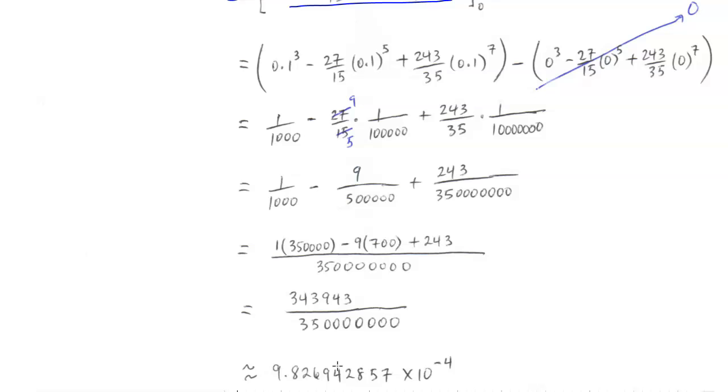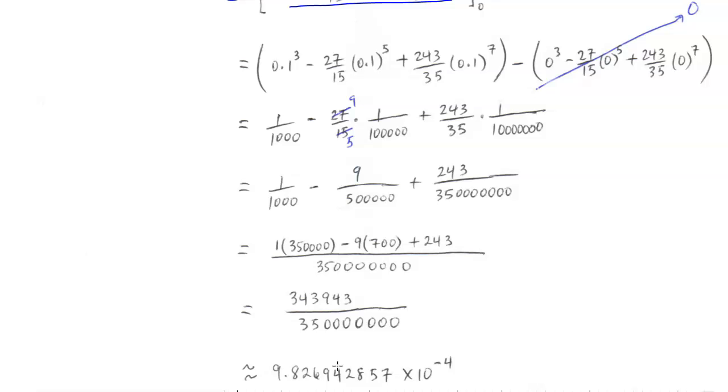And if we were to put that in the calculator and estimate, then we see that this would be 9.826942857 times 10 raised to the negative 4. And so that would be the value of the definite integral that we're asked to work with, within 1 times 10 to the negative 7 amount of error. Okay. So the final thing that we're going to do here is sort of do a sanity check.